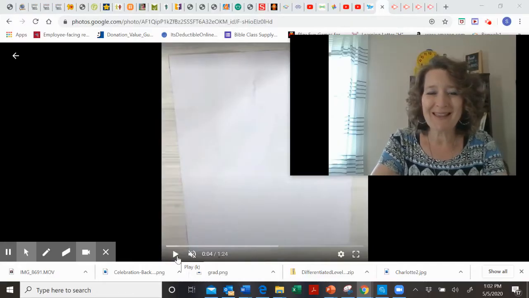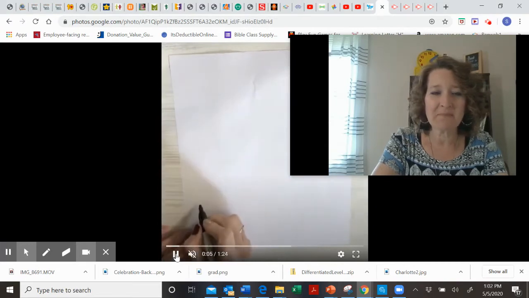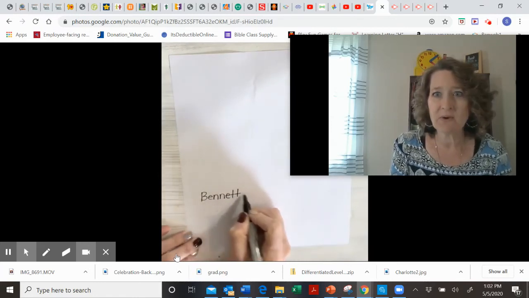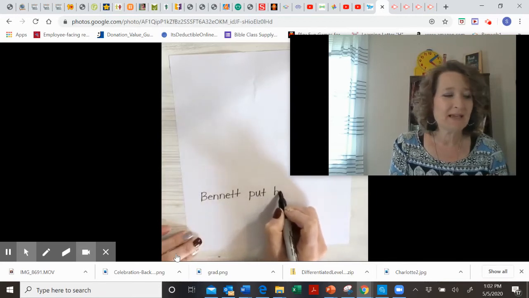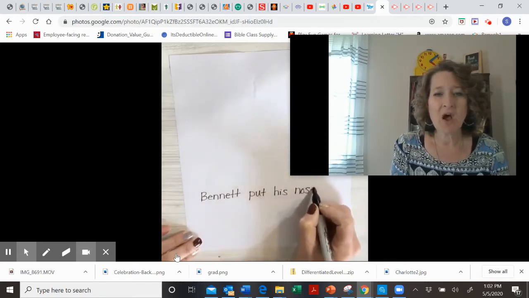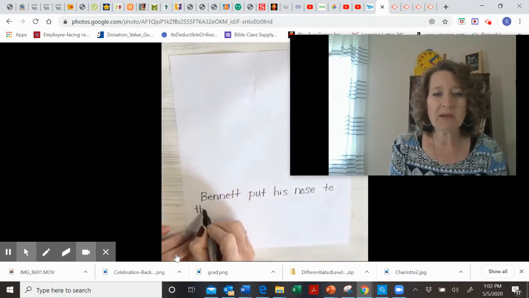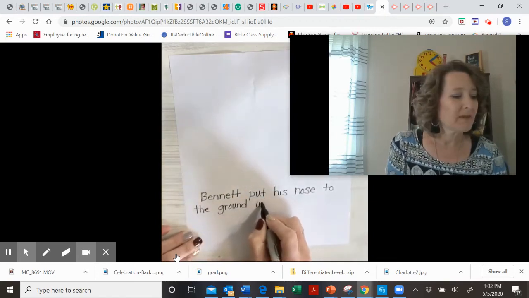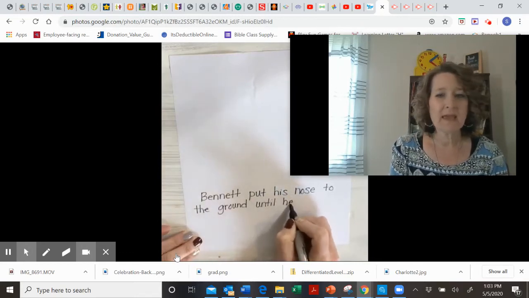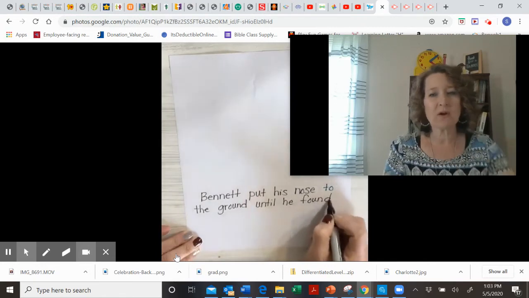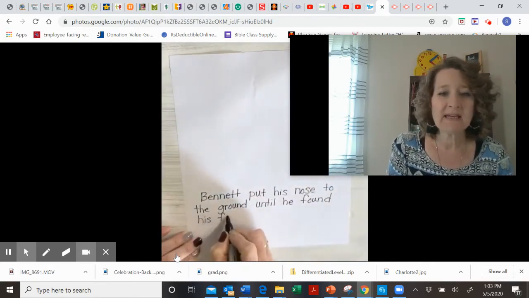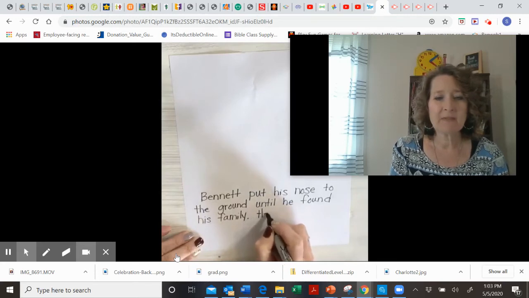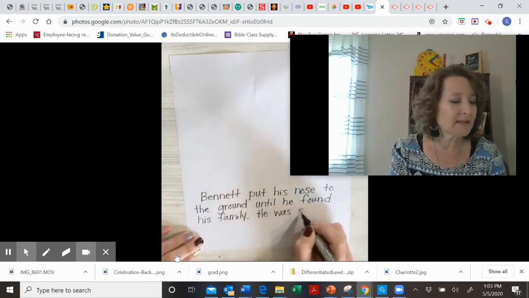All right, so I'm ready to write the last page. Let's see how Bennett solves his problem. So I'm going to say, Bennett, start with my capital letter because it's his name and it's the first word in the sentence too. Bennett put his nose, sneaky E to make that O say its name. Bennett put his nose to the ground, O-U-ound, until he found, there's an O-U again, found his family.